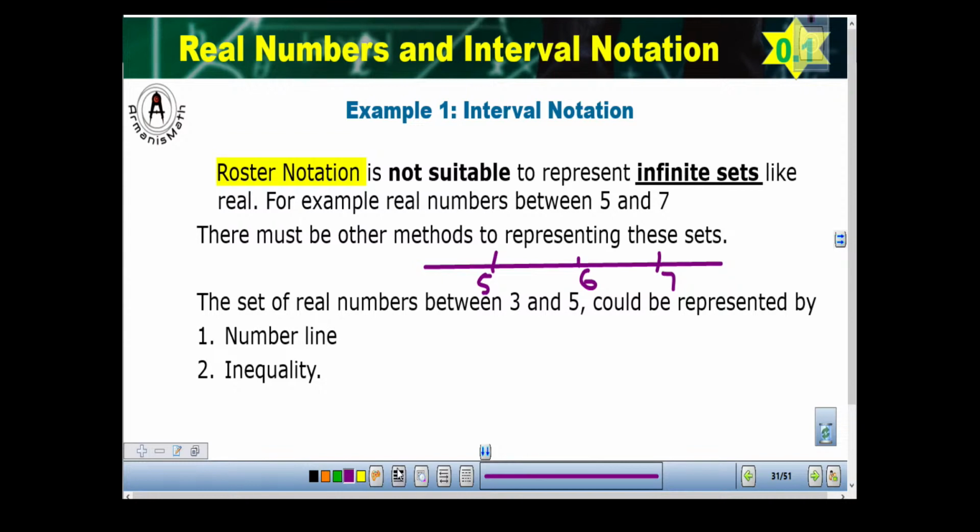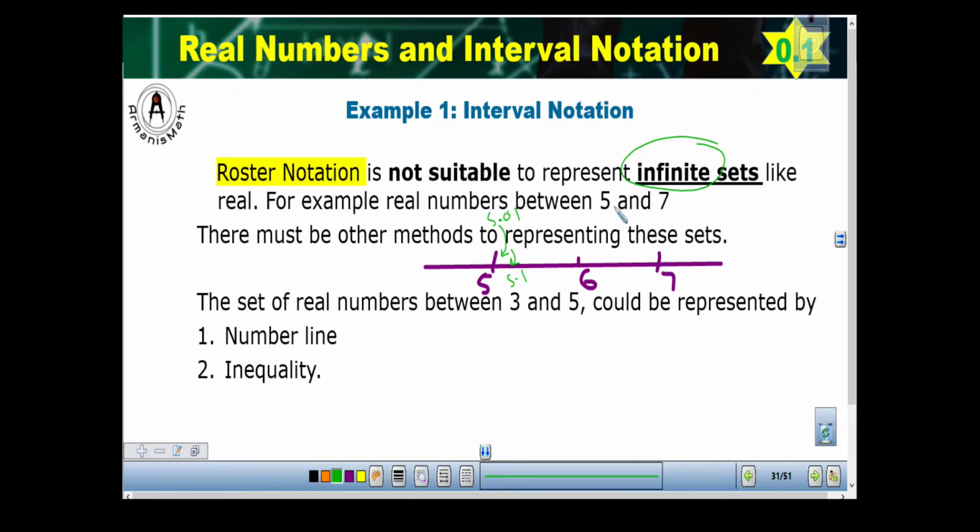That is not true. Yes, I know there's 6 here. But is there also 5.1? Yes, there is 5.1. Between 5 and 7, there is 5.1. What about 5.001? Like here. 5.01. Or what if something that is actually less than that, 5.000001? Yes, of course, that lives here as well. That's why you do not use roster notation for infinite sets.